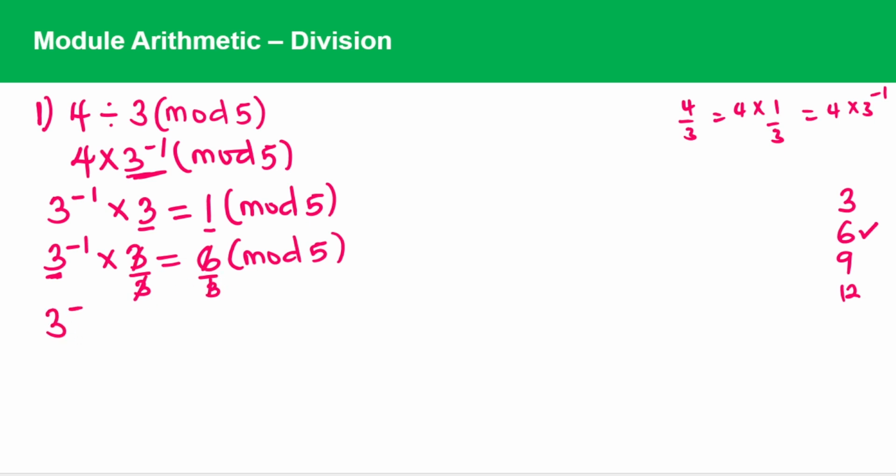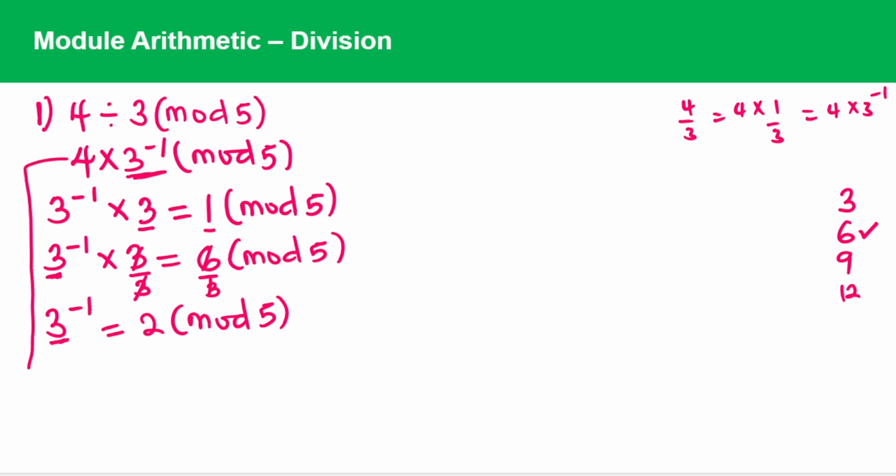So we have 3 to the power of minus 1 equals 2 mod 5. Therefore, the multiplicative inverse of 3 to the power of minus 1 in mod 5 is 2 mod 5.